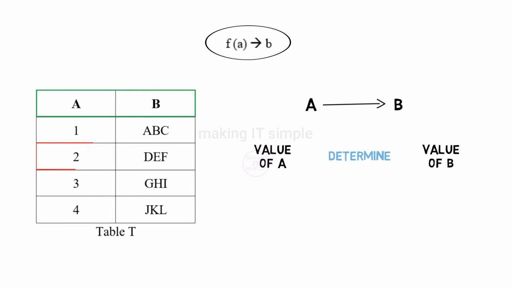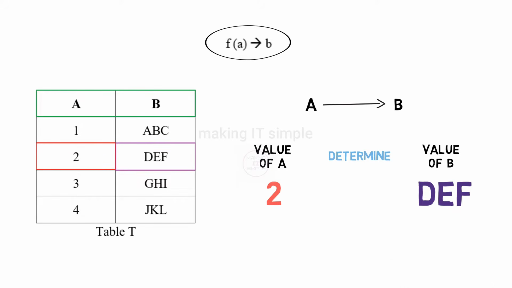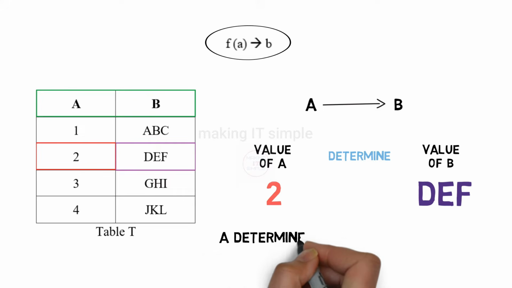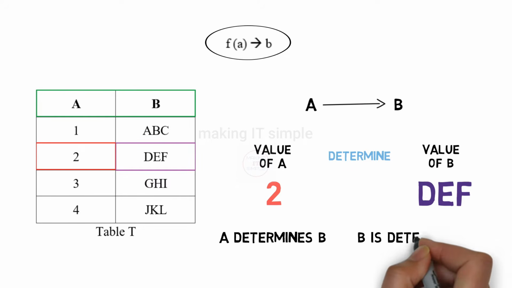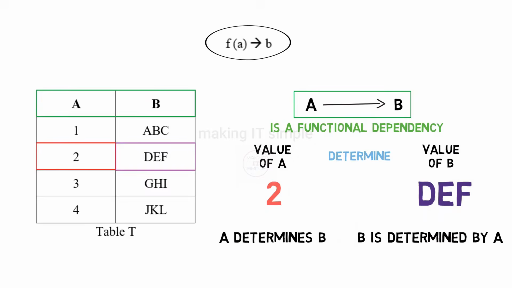For example, if we are given the value of A as 2, can we find the value of B? So we check the table and search for 2 in column A. And corresponding to that 2, we get a value of B, which is DEF. So by using A, we found the value of B. So that means we can say that A determines B or B is determined by A. And we can say that A determines B is a functional dependency.